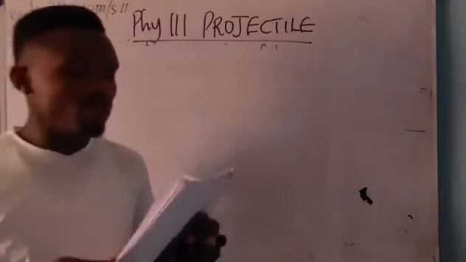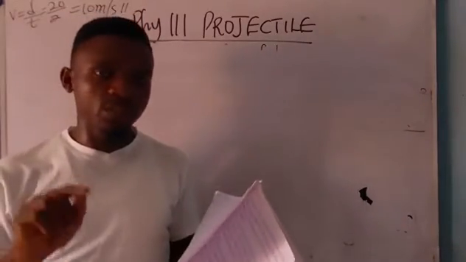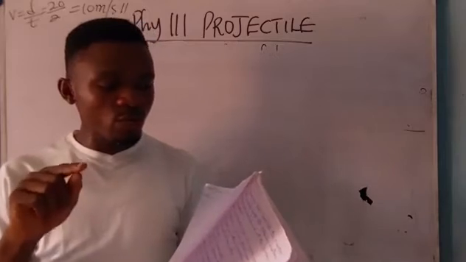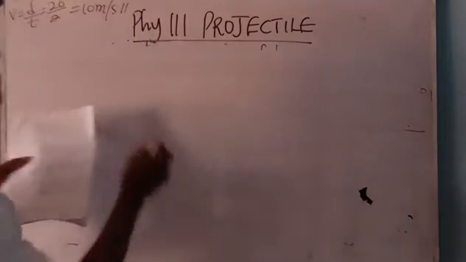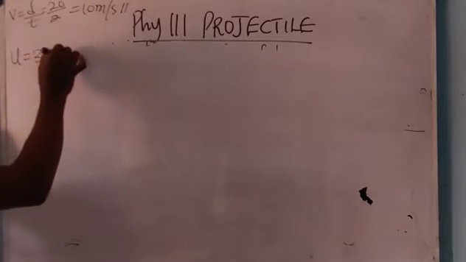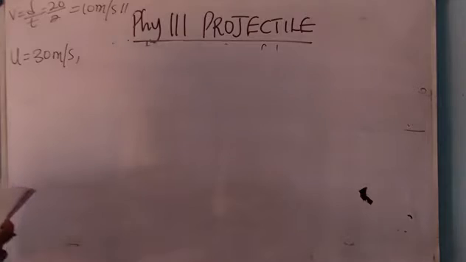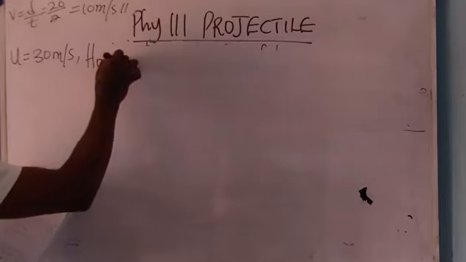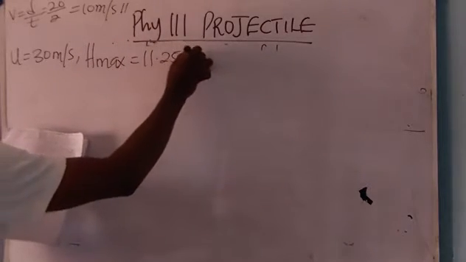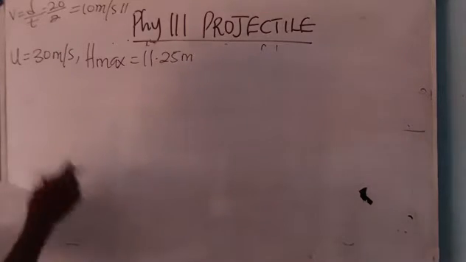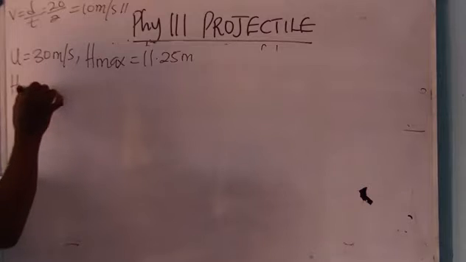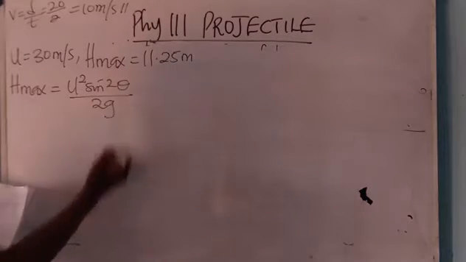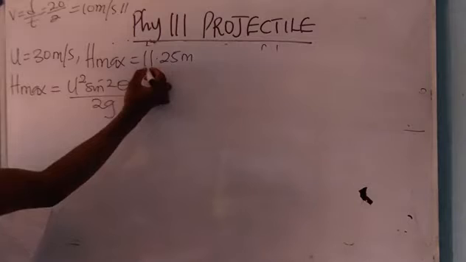I repeat the question. A body is projected from the ground at an angle of theta to the horizontal with a velocity of 30 meter per second, which means that U is 30 meter per second. It reaches maximum height, which means that H max is equal to 11.25 meters. Calculate the value of theta. Now you know that H max is equal to U squared sine squared theta over 2g, right?